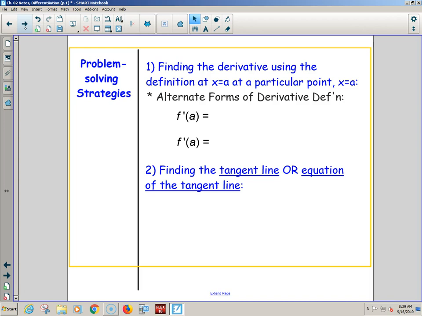Problem solving strategies, the yellow box. Finding the derivative using the definition at x equals a, at a particular point. If I were you guys, on this card when you're doing the title, here's the deal: this title really isn't great. It does encapsulate this whole thing because it includes problem solving strategies for this section and for the definition of derivative. But the problem is this one sticks around even after the definition of derivative.